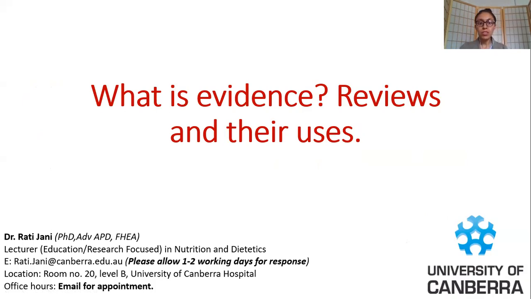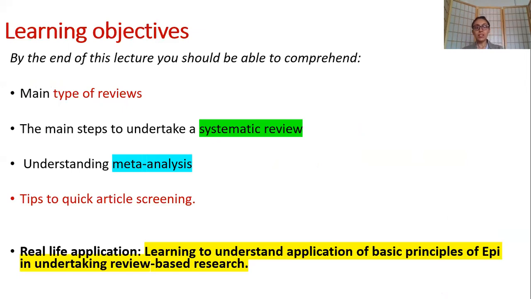All right, so today we'll be looking at reviews and their uses, where we'll be looking at various types of reviews, but we'll be particularly focusing on systematic reviews and understanding the very, very basics of meta-analysis and tips to quick article screening that has been covered earlier in your tutorial. That is an integral part of a systematic review, which is why I have mentioned it over here, but we have covered that in detail in the earlier tutorial.